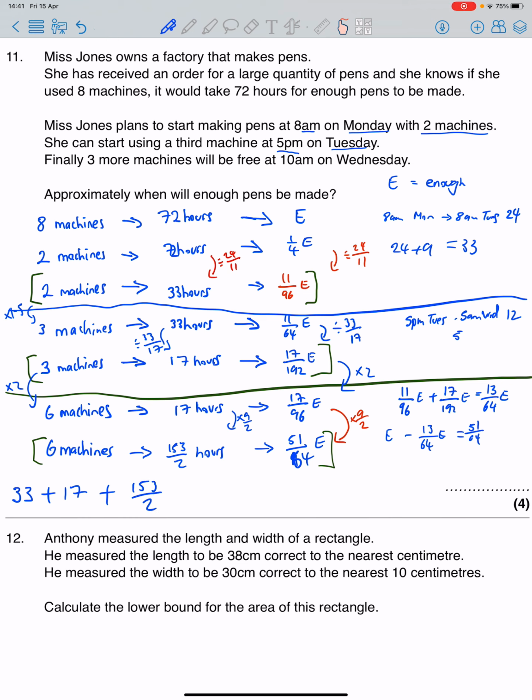153 over 2. And I'm just going to use my calculator to do this. So that's plus 33 plus 17. That's 253 over 2, which is equal to 126.5 hours. So we can say this is approximately when. So we can say 126.5 hours later, so that's after the 8 a.m.